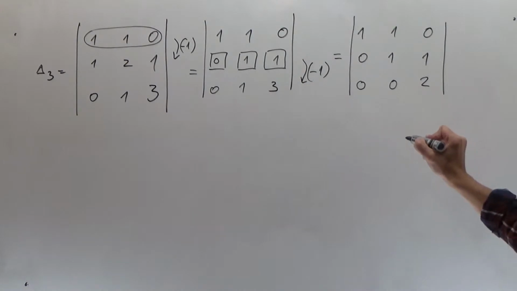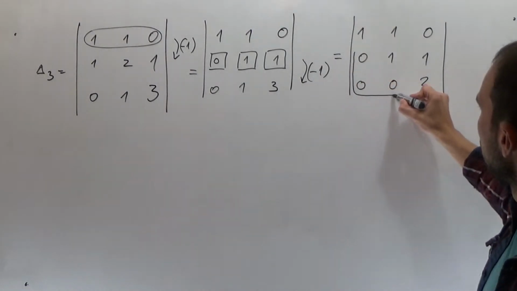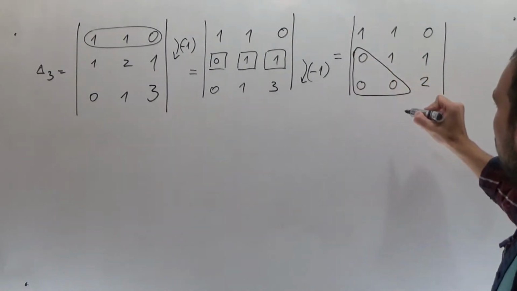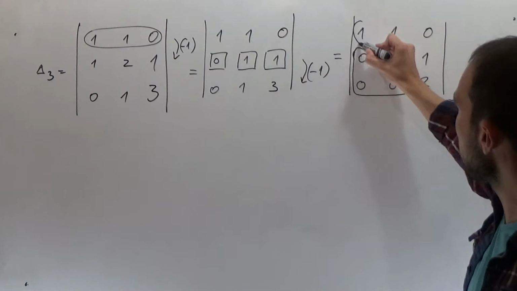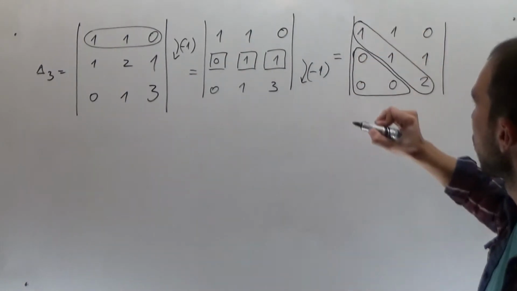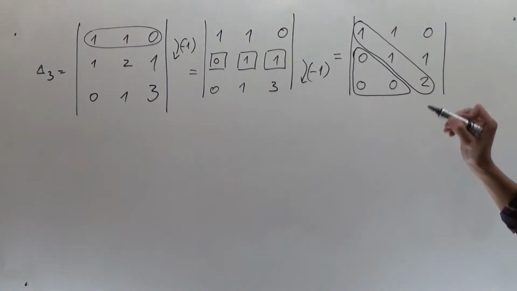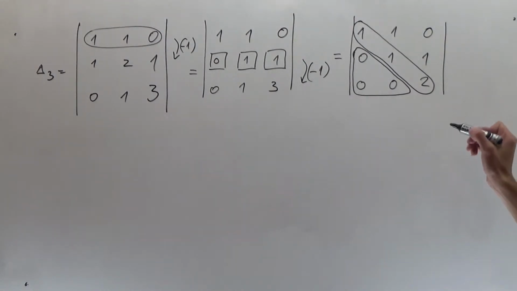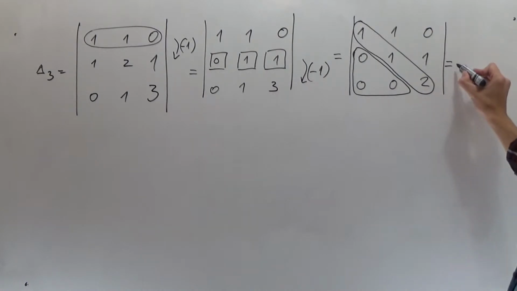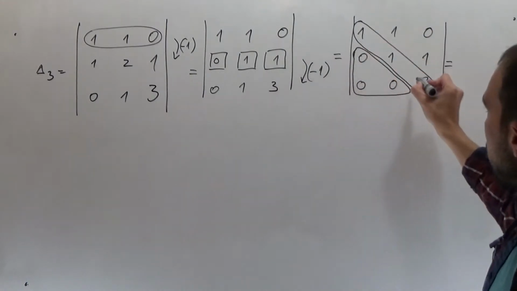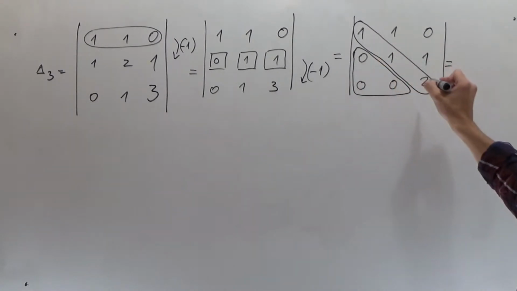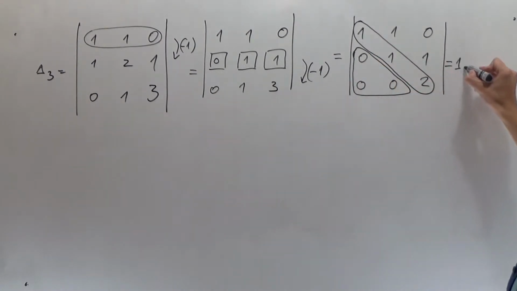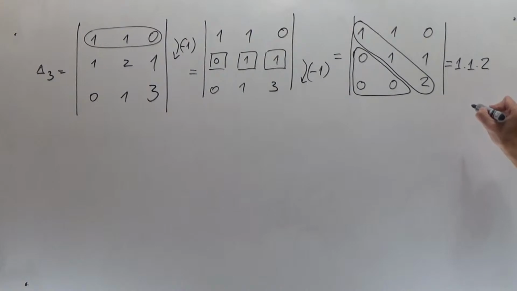Okay? When you have zeros under the major diagonal of the determinant, this determinant is equal to the multiplication of the elements: one multiplied by 1 multiplied by 2, which is 2. Okay?